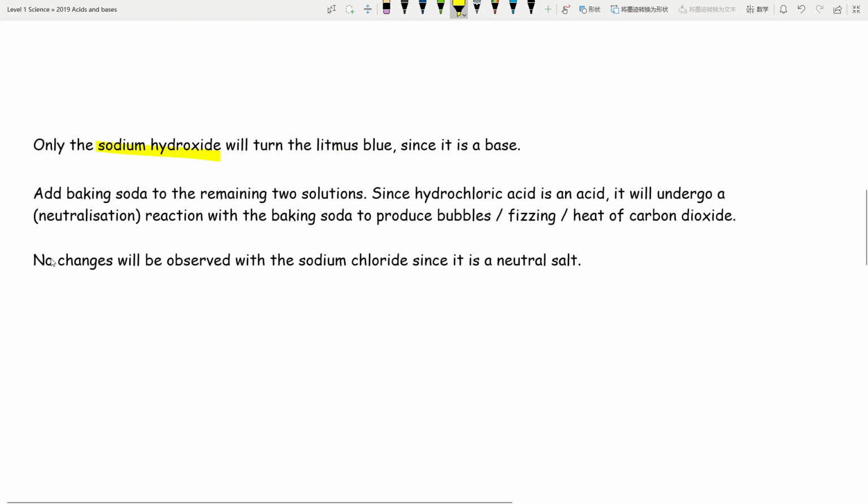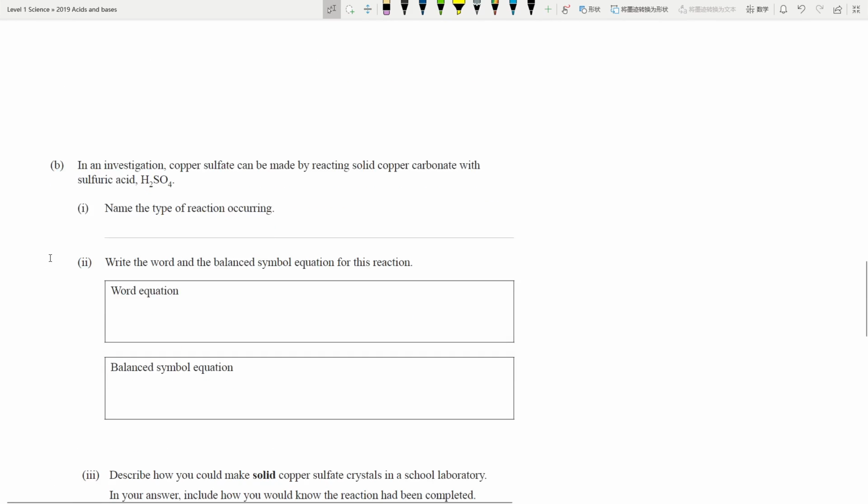Sodium hydroxide will turn it blue because it's a base. Add baking soda to the remaining solutions: HCl is an acid, so you undergo a neutralization reaction, and it will produce bubbles, fizzing because of carbon dioxide. The other one doesn't react at all. Okay, next part.